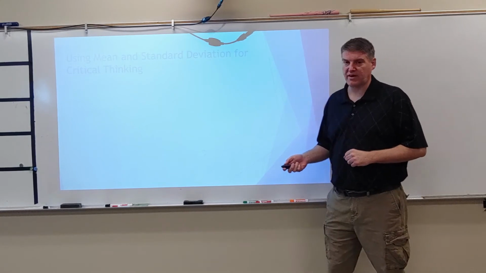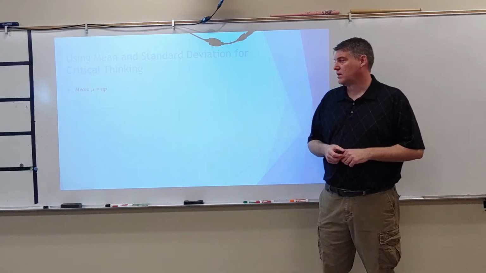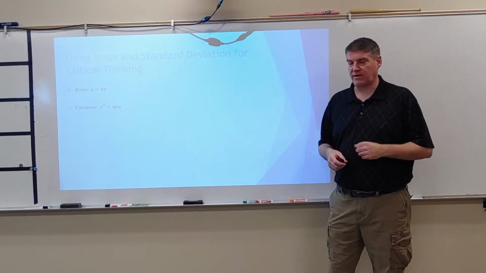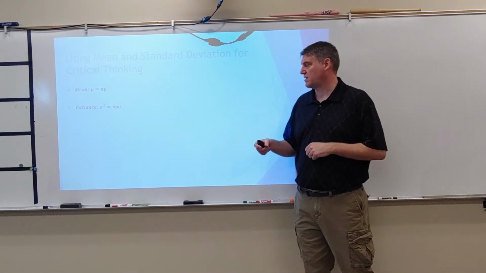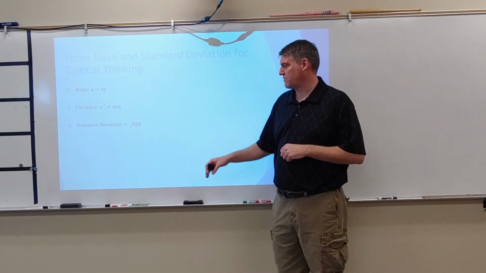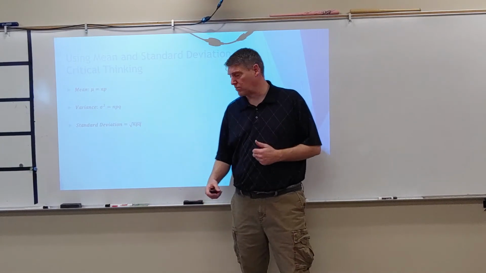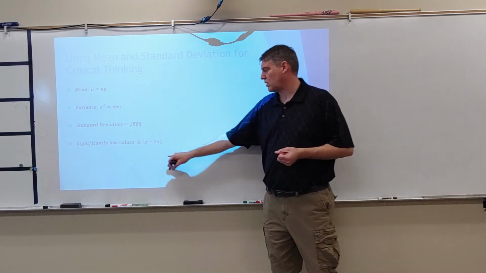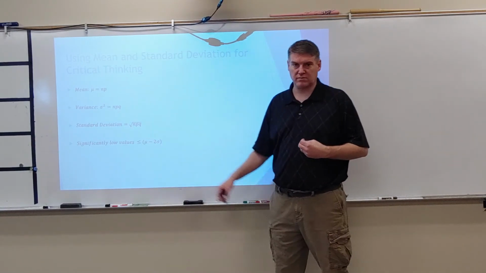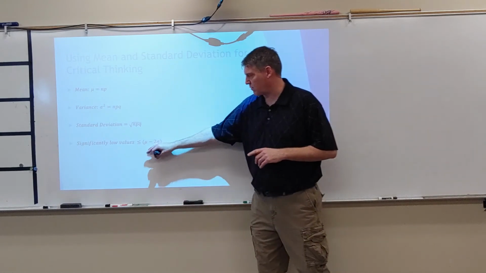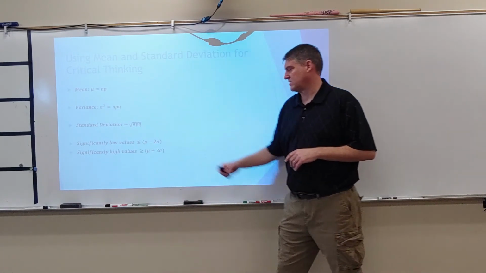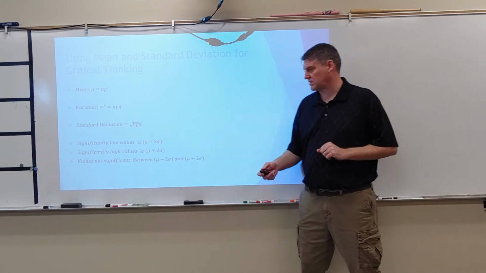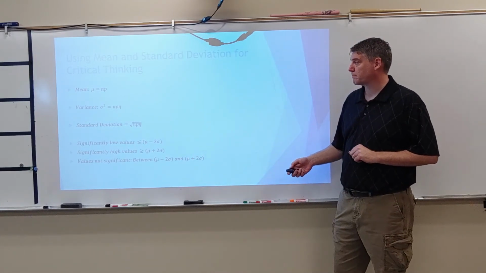Using mean and standard deviation for critical thinking. So mean is mu equals NP. Variance is sigma squared equals NPQ. Standard deviation is the square root of that, so the square root of NPQ. Significantly low values are mu minus 2 sigma, right? We kind of remember this. Significantly high values are mu plus 2 sigma, those greater than that. Values between them are not significant.